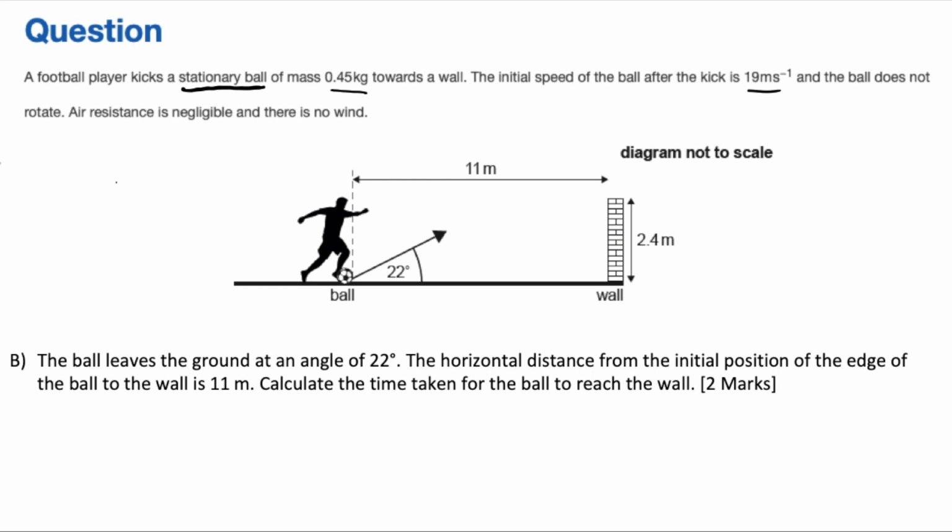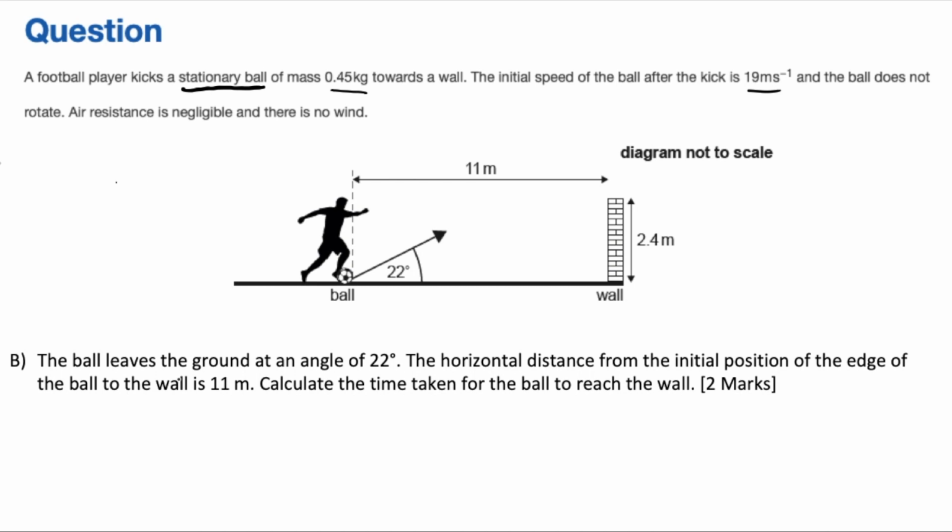We have a resultant velocity, because remember, this is projectile motion. And with any projectile motion question, the resultant velocity can be broken down into components, a vertical and a horizontal component.